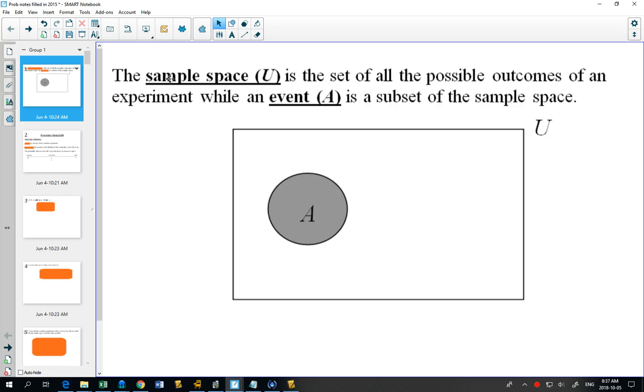Sample space is all possible outcomes, and then a subset or a part of the sample space we would call an event.